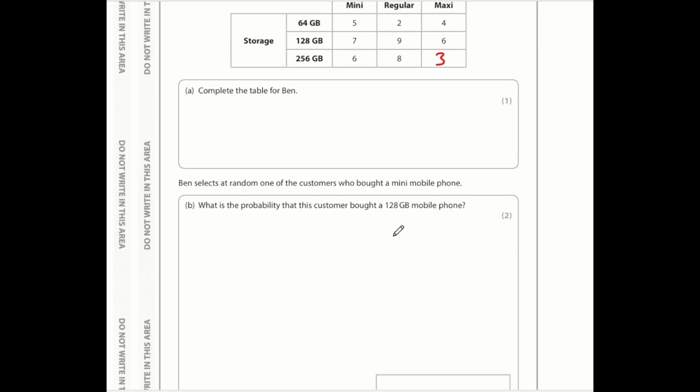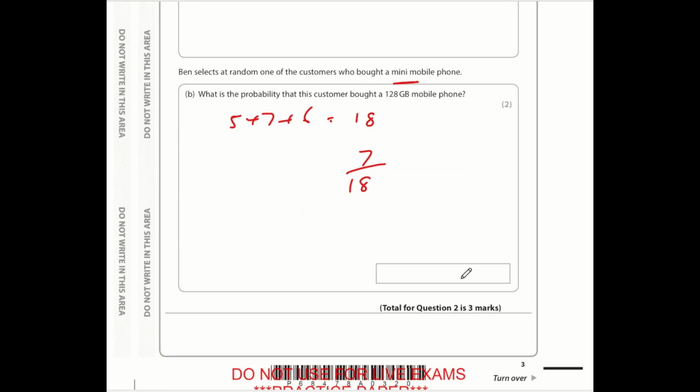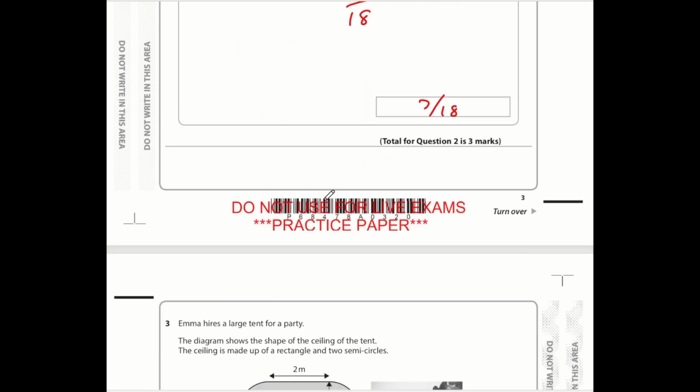The next part, Ben selects at random one of the customers who bought a mini mobile phone. So we're only interested in the minis. So how many were there in total? Well, 5 plus 7 plus 6 comes to 18. And of those 18, how many bought a 128 gig phone? Well, that is 7. So as a fraction, it's simply 7 out of 18. That fraction can't be simplified, so that is the final answer, 7 over 18.